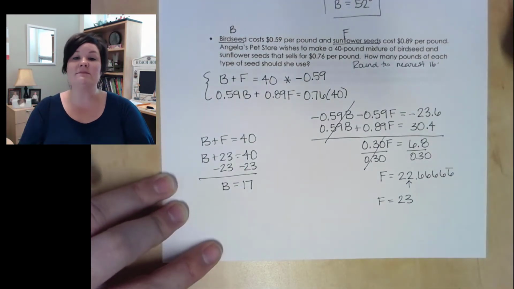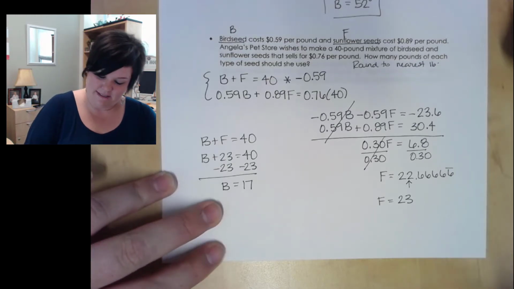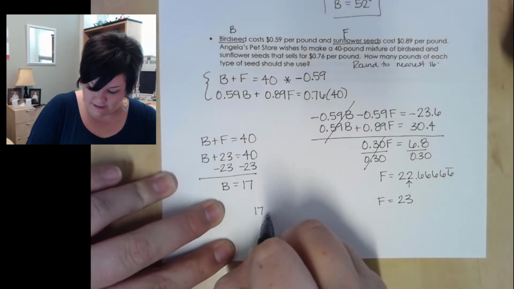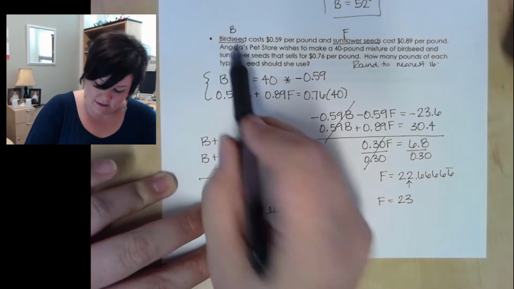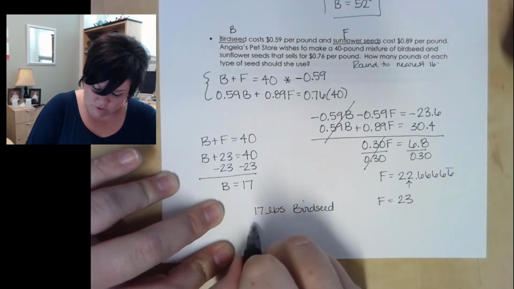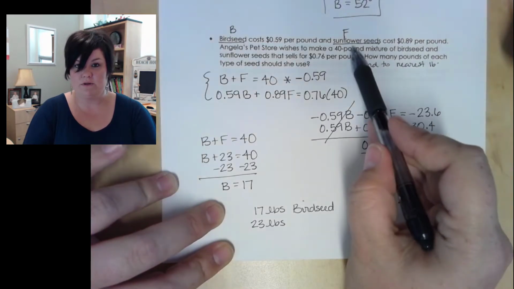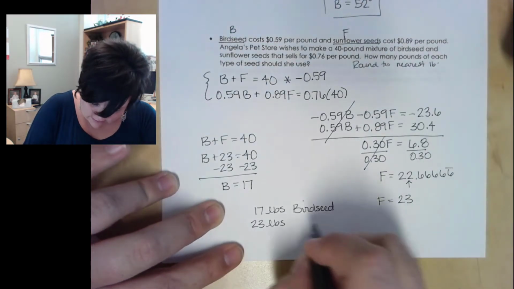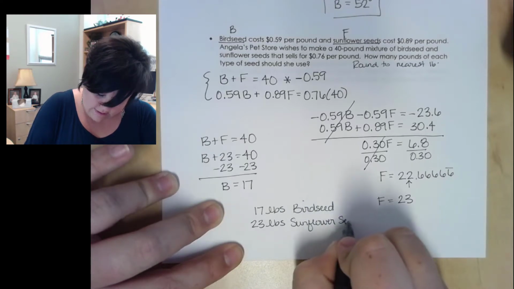So again, in terms of this problem, what we have solved for is that we need 17 pounds of B, which remember represented birdseed. So 17 pounds of birdseed, and 23 pounds of F, which represented sunflower seeds.